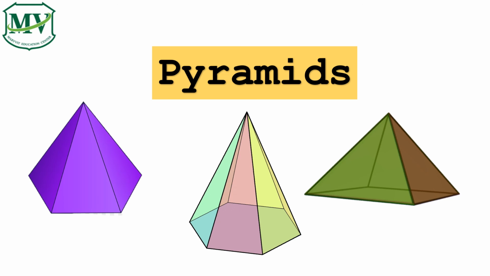Next are pyramids. Pyramids are 3D shapes whose outer faces are triangular and meet to a single point on the top. The pyramids are named by the shape of their base. The pyramid base can be of any shape such as triangular, square, quadrilateral, or in the shape of any polygon. The lateral faces of the pyramids are always triangles.